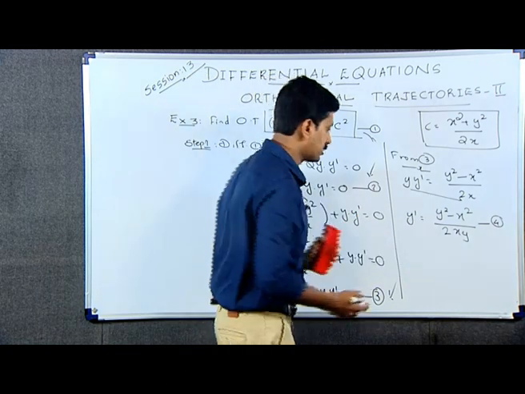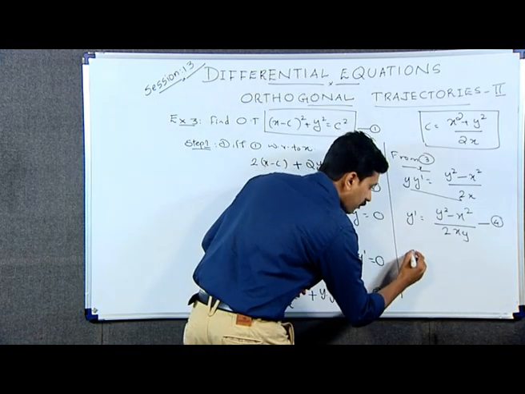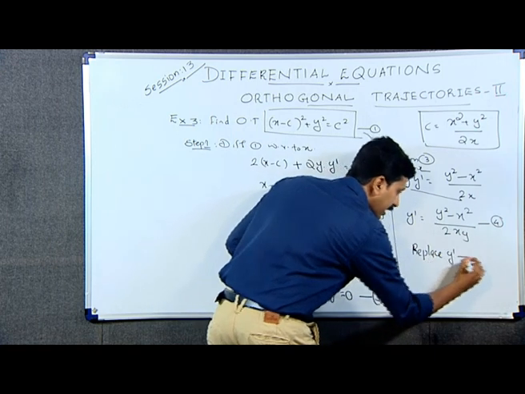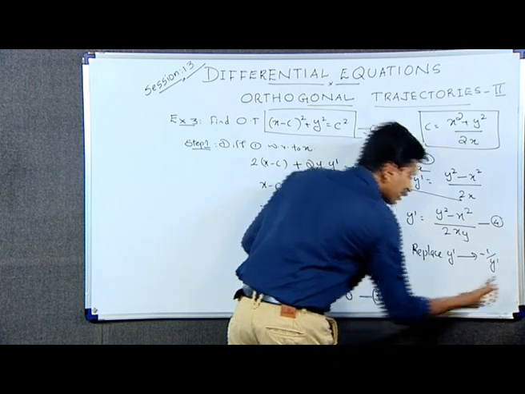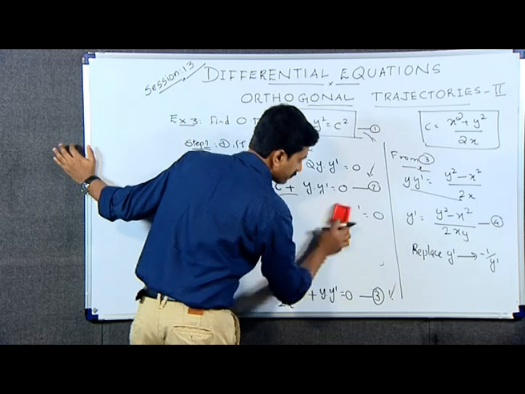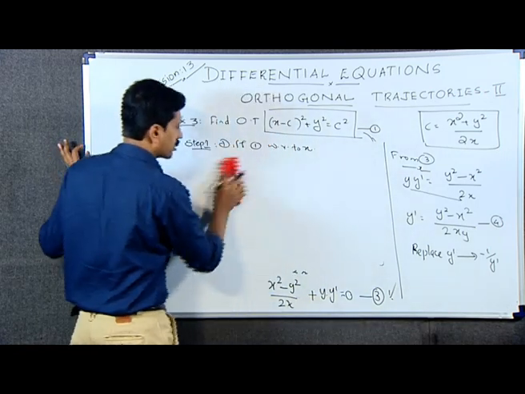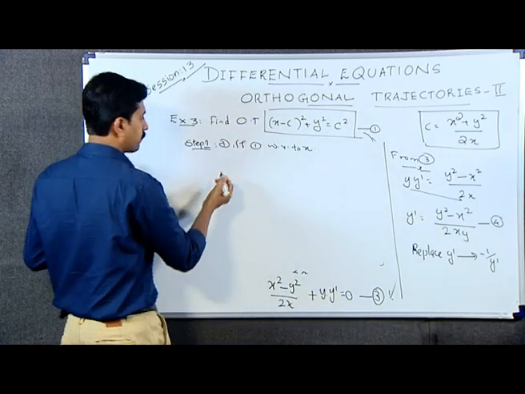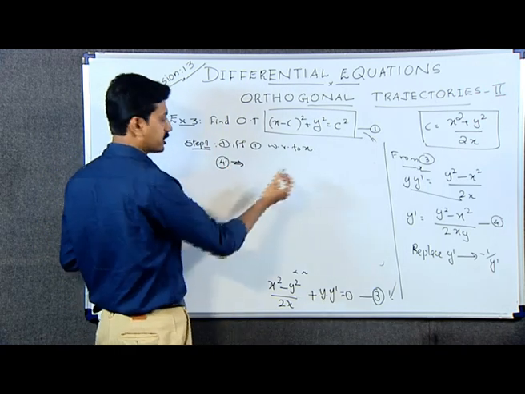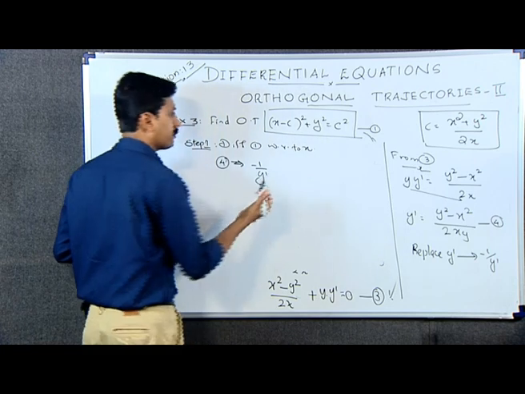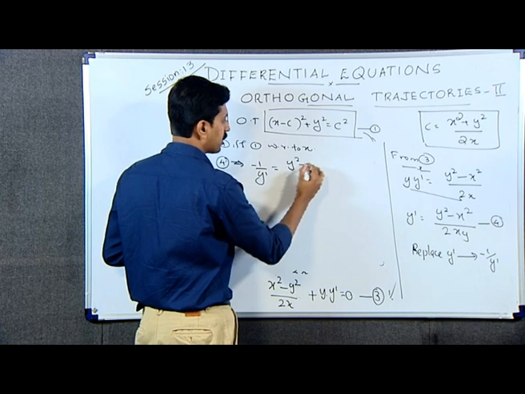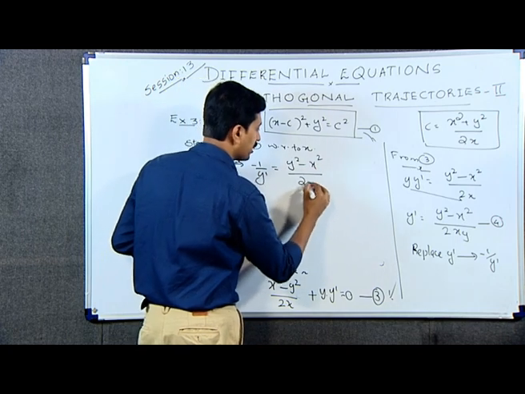In the next step, what we will do is replace y dash by minus 1 by y dash. See what will happen in that step. Instead of y dash we replace in 4, therefore our 4 becomes: y dash changes to minus 1 by y dash, and this side is equal to y square minus x square divided by 2xy.